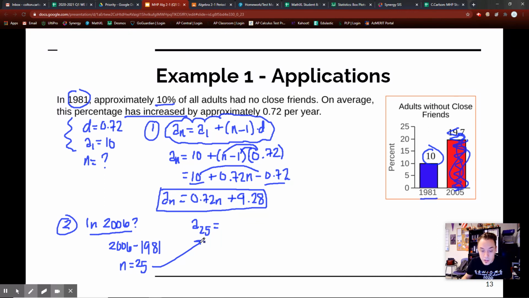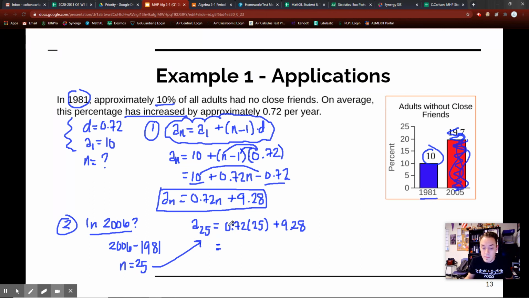And then I'm going to use this general term formula that I just found. So 0.72 times 25 here, and then I'm going to plus the 9.28. So 0.72 times the n, 25, plus the 9.28. What does this equal? We can actually plug this straight into our calculator. We can plug it into Desmos if we want.